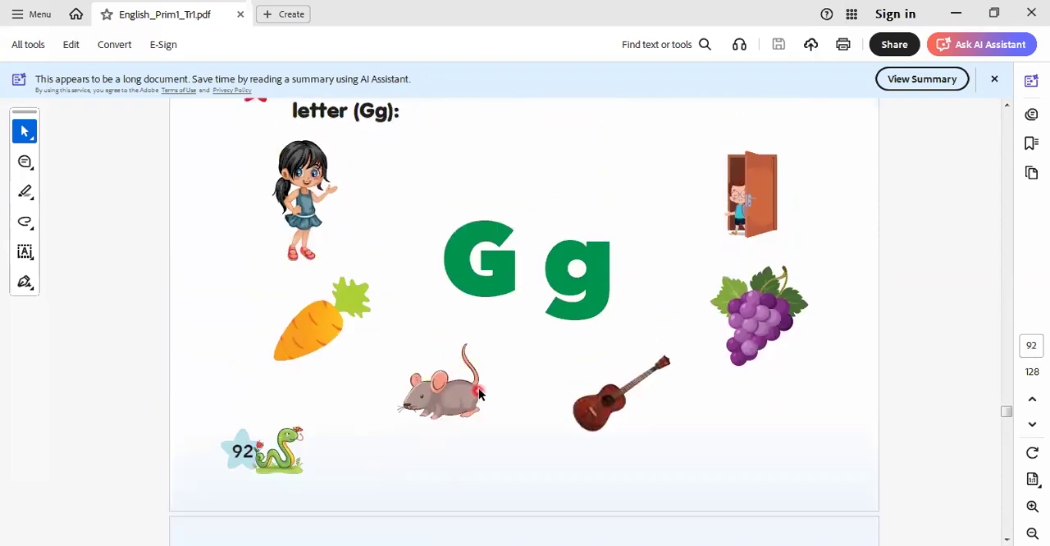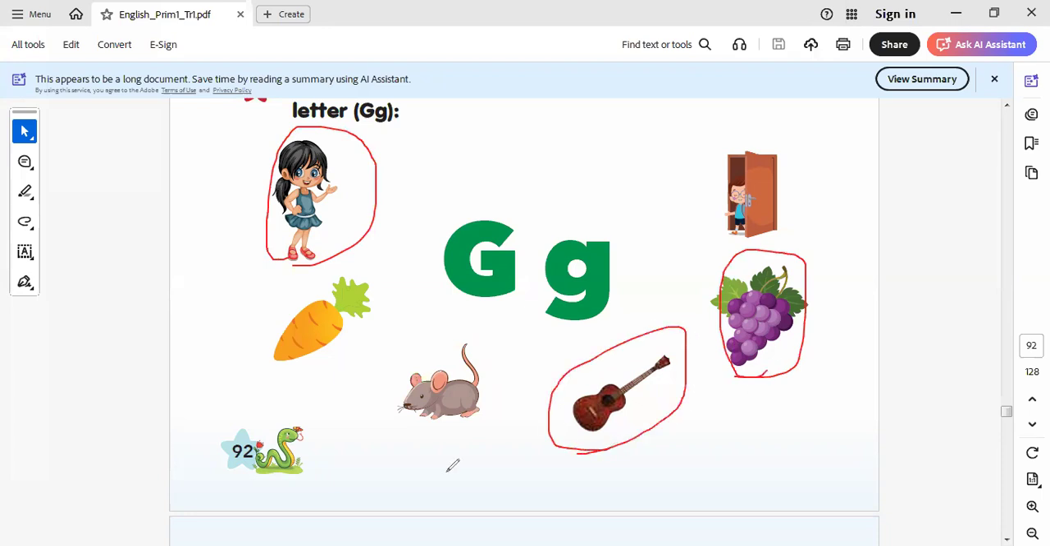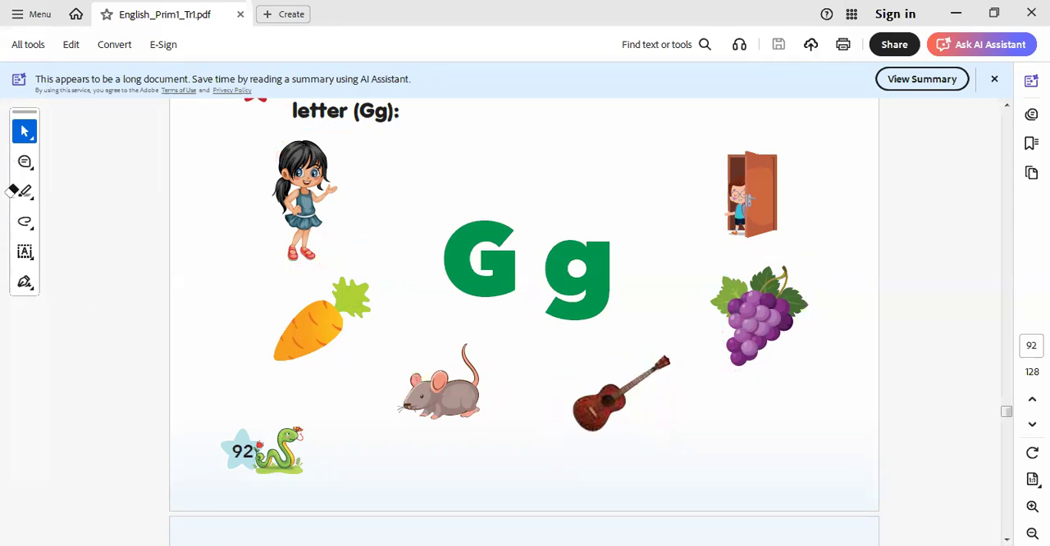Let's do in this exercise the words related to letter G. Here would be girl, grapes, guitar. Here we have girl, guitar, and grapes. These are the words that start with letter G. Let's go to another item.